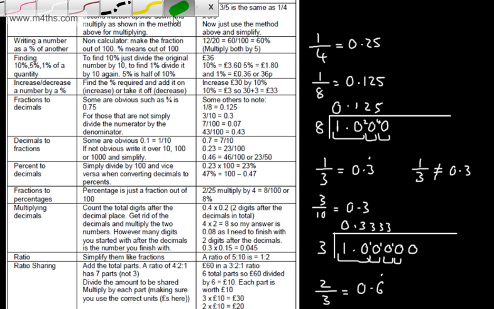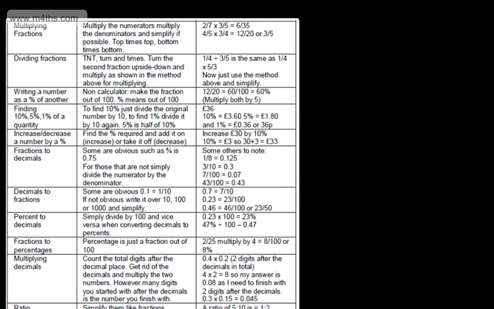Do try and break them down. Let's go to that one. So we've done fractions to decimals. We've done decimals to fractions. Okay, percentage to decimals. We simply need to divide by 100.